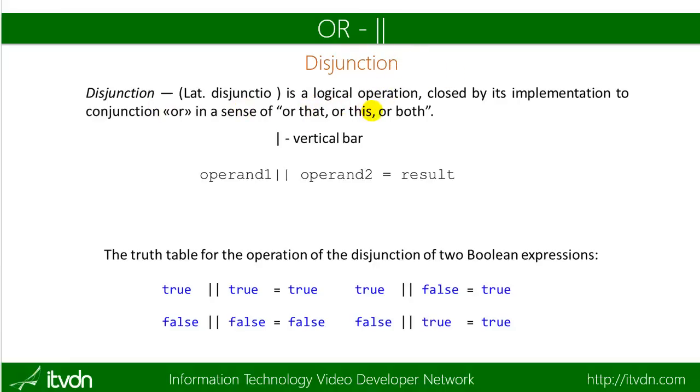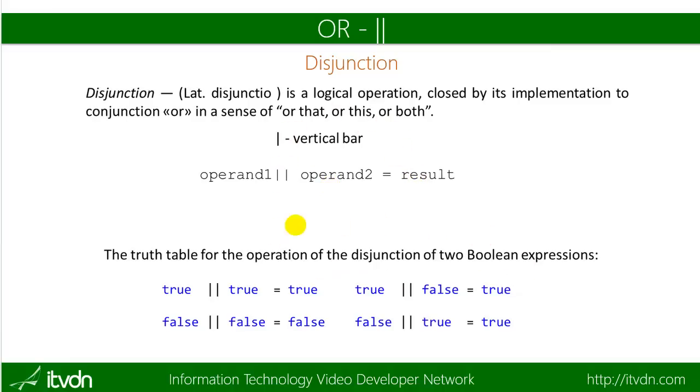Disjunction is a logical operation close in its implementation to conjunction, in the sense of or that, or this, or both. Let me explain this in other words and you'll understand what I mean. So here again, you remember that we have these two operands. This can be true and it can also be false. This can also be true or false. Here you see our two vertical bars, meaning that either this or this should be true for us to have a true result, otherwise it is false.